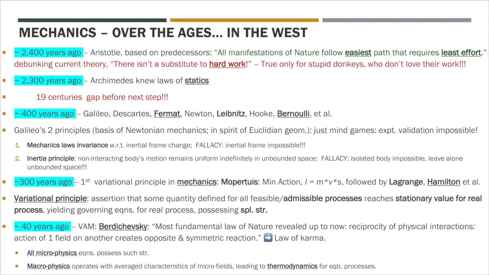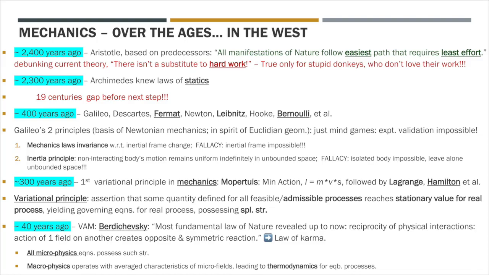Once again, the takeaway here is that it is the law of karma. Every action has an equal and opposite reaction. Now, all of microphysics, or micromechanics in our case, these equations possess such a structure where there is a reciprocity of the field interaction, be it the displacement field and the loading field or anything else that you might be dealing with. Now, this micromechanics is what helps us develop the macromechanics.